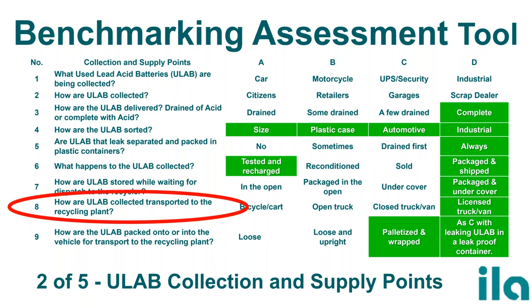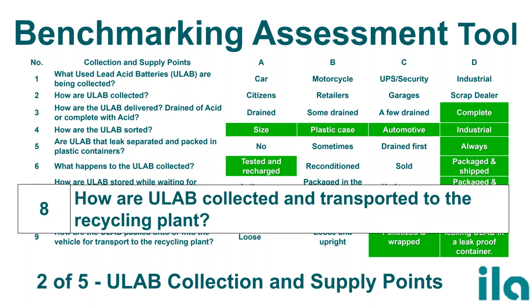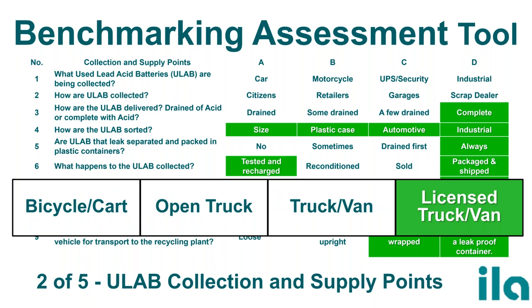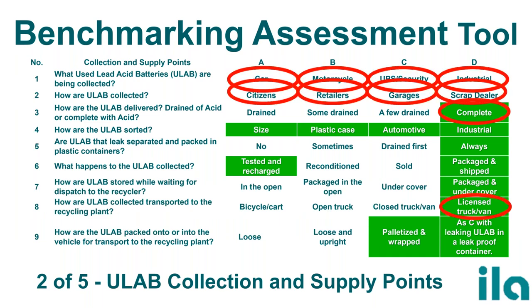Now, let's take another example. Number eight, how are the used acid batteries collected and transported to the recycling plant? They could be on a bicycle and a cart. Certainly that happens. It could be in an open truck. It could be in a truck or a van, or it could be in a licensed vehicle. And that would be entirely environmentally sound and safe. Now, if we were to ask all the questions on the left-hand side and we get all answers on the right-hand side and they all are environmentally sound because we've circled all the green boxes with the answers, then there's a very good indication that our collection and supply system is environmentally sound, safe and hygienic.